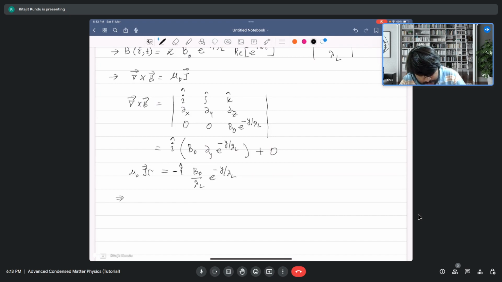So we see that this mu 0 j is also just y dependent, which is very natural. If the magnetic field is a function of y, then that can only give rise to a current which is also a function of y. So the j is given by minus i hat B0 over lambda L mu 0.